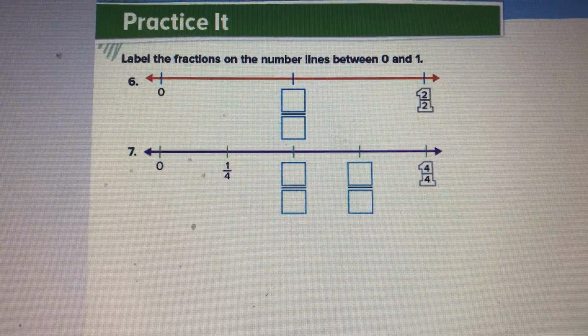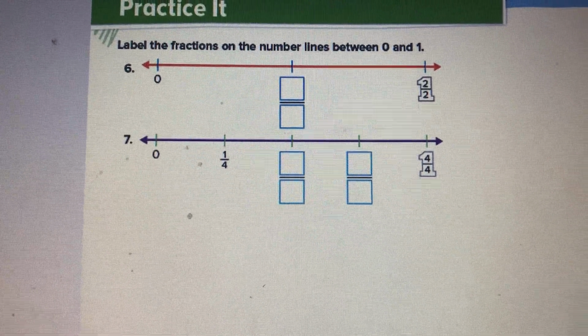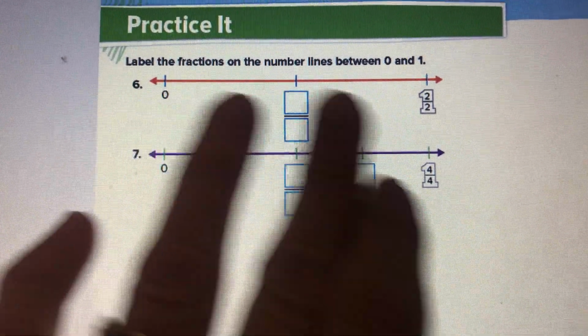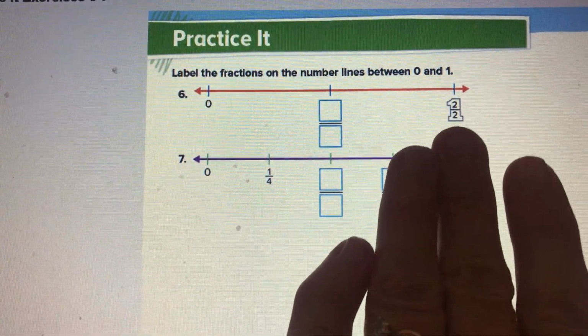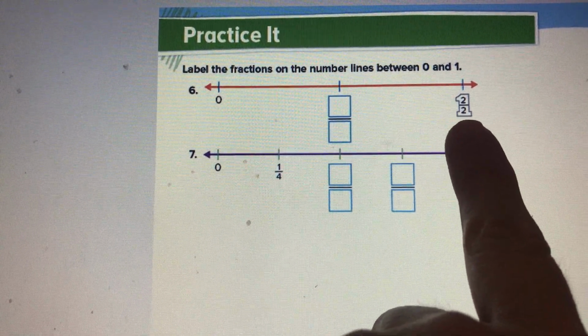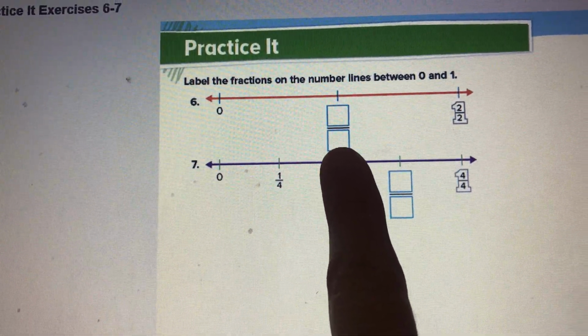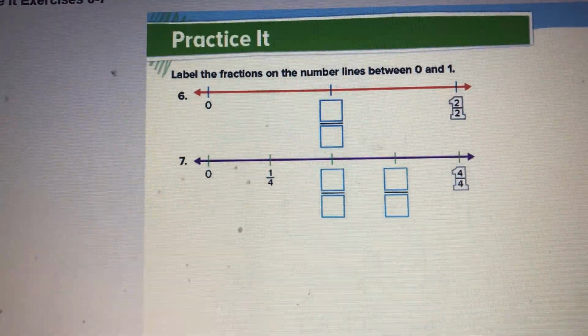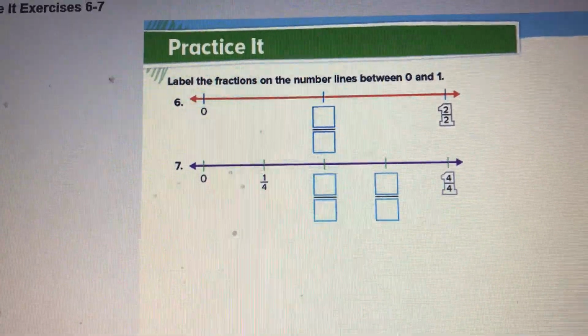Okay. Now we're going to label the fractions on the number line between 0 and 1. If this is 0 and this is 1 whole, what's in between? Again, look at the denominator here. The denominator is going to be the same here, so you'd put a 2 for the denominator. What would that be? It'd be a 1. Here's 2/2. This would be 1/2.